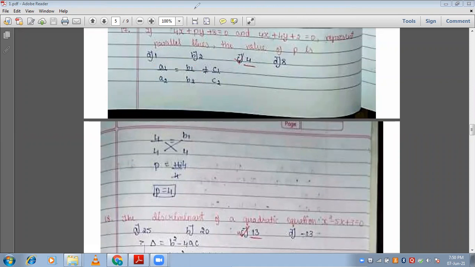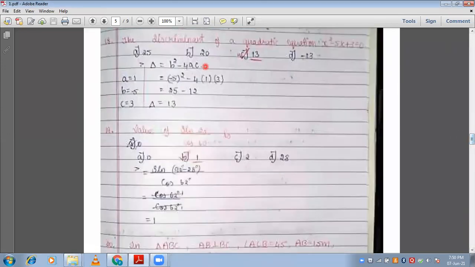Next, 18th question: the discriminant of the quadratic equation x square minus 5x plus 3 equals 0. We know the formula: discriminant delta is equal to b square minus 4ac. Now substitute the values of a, b, c. The coefficient of x square, a, is 1, b is the coefficient of x, minus 5, and the constant c is 3. Substitute all these values into the formula and you will get delta is equal to 13. So option C is right.